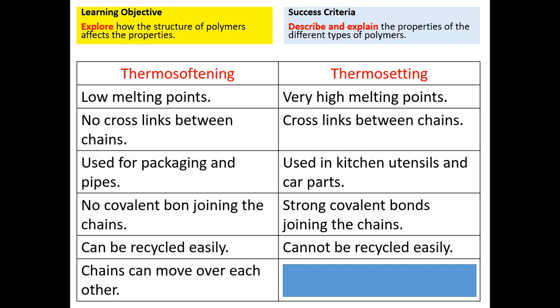And finally, the chains can move over each other, so this is why they're generally flexible. If you think about a plastic bottle or a plastic bag, they've got a lot of flexibility, bubble wrap as well, cling film, things like that. Whereas thermosetting, they're a lot more rigid because the chains are not free to move. They are bonded and they're stuck in one position. So make sure you've got all those key points down. I hope that you've got at least 3 or 4 in each column, and especially about the cross links, the strength of bonds, and the melting points. That's really, really important.